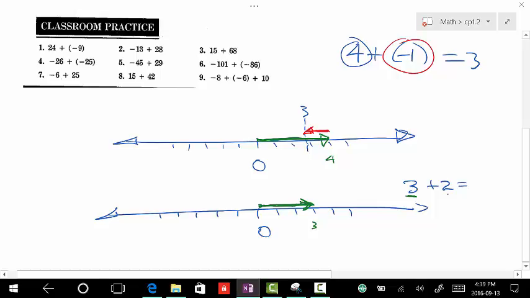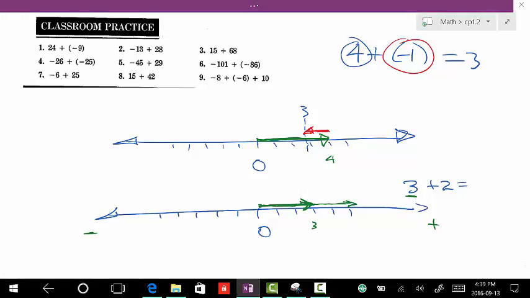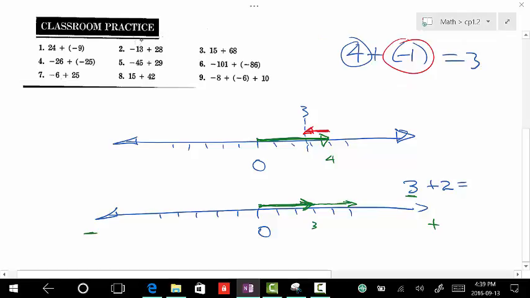Well, because the next number is going in the same direction, the positive direction, which is to the right on the number line, and to the left is the negative direction, I'm going to come over 2 more units, starting at the head of the first arrow. And now, where I end up is the number 5. So 3 plus 2 is 5.